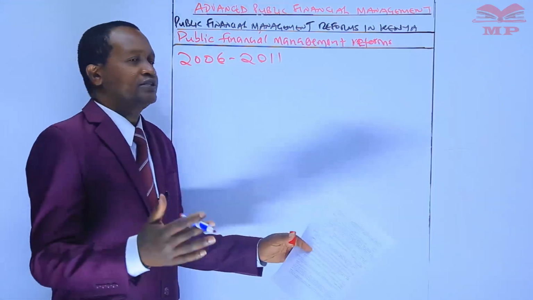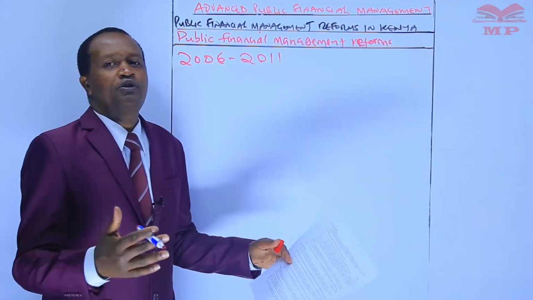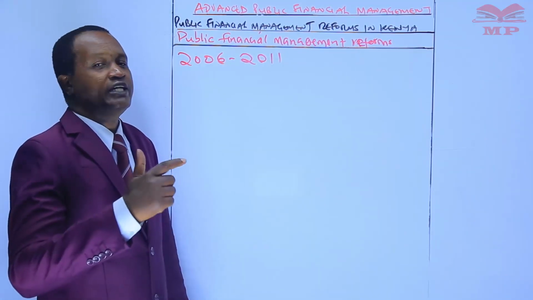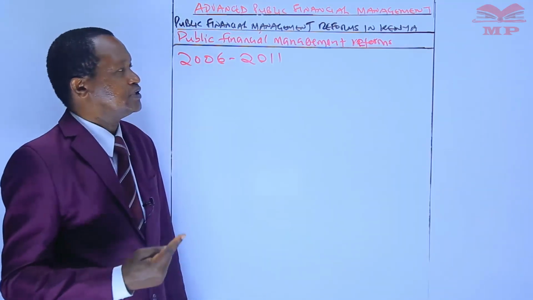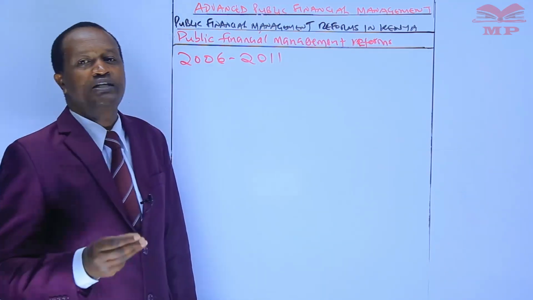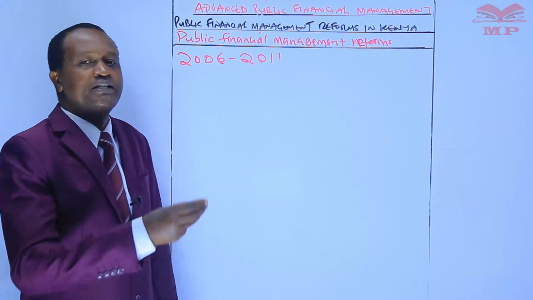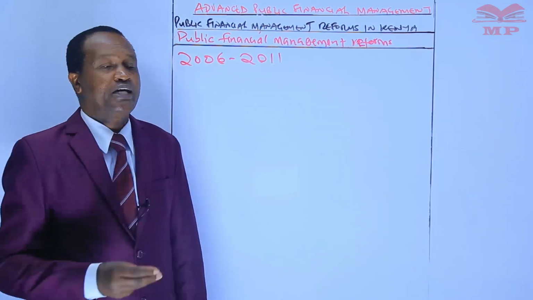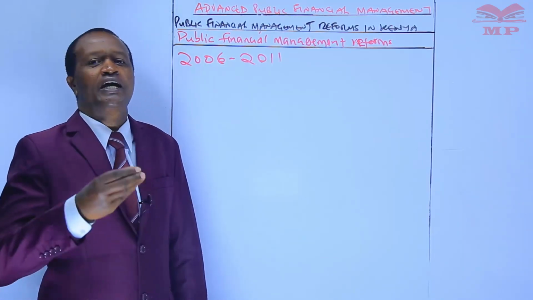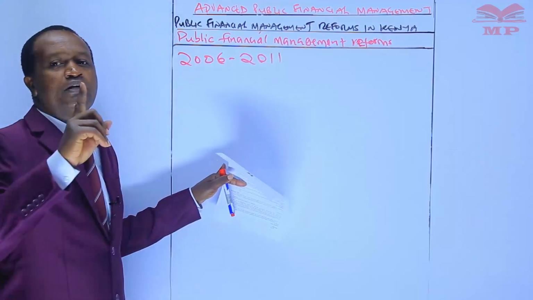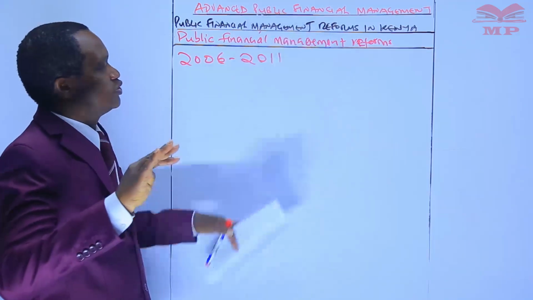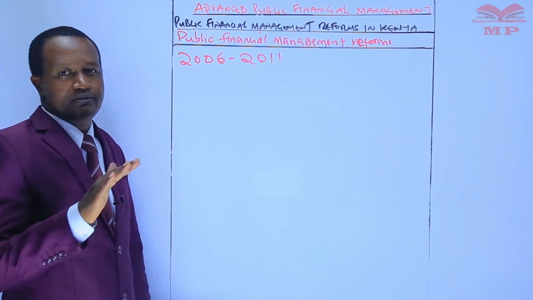And the key areas that the reforms targeted included, number one, the transformation of political priorities into the annual budget allocations. Number two, the credibility of the budget. Number three, rollout of the integrated financial management information system, the IFMIS. And number four, the quality, the timeliness, and accuracy of financial reports. Those are four key areas that the 2006 to 2011 reforms targeted.